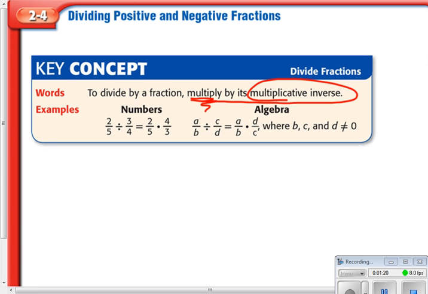So if you look at the first example here, we have 2/5 divided by -3/4. We don't want to divide by whatever you're dividing by. So if you look at this next step here, instead of dividing, you're going to multiply by the inverse. In this first scenario, we're dividing by 3/4. Don't divide, multiply by the multiplicative inverse. And then you follow your concepts of multiplication.